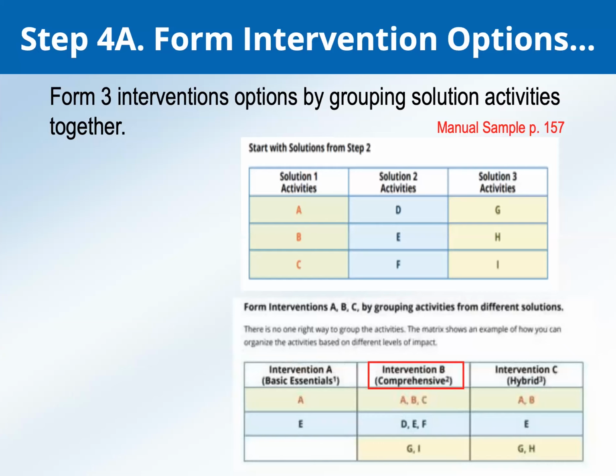Intervention B is a comprehensive package. This option includes activities that would address most or all of the root causes identified in Ideas Step 1. Intervention C is a hybrid option that builds on the basic essentials and adds selected others that would improve impact above the basic package. Using this strategy, you can create 3 intervention options that present different levels of resource commitment and different levels of potential impact. Once you've created 3 intervention packages, you're ready for Step 4B.